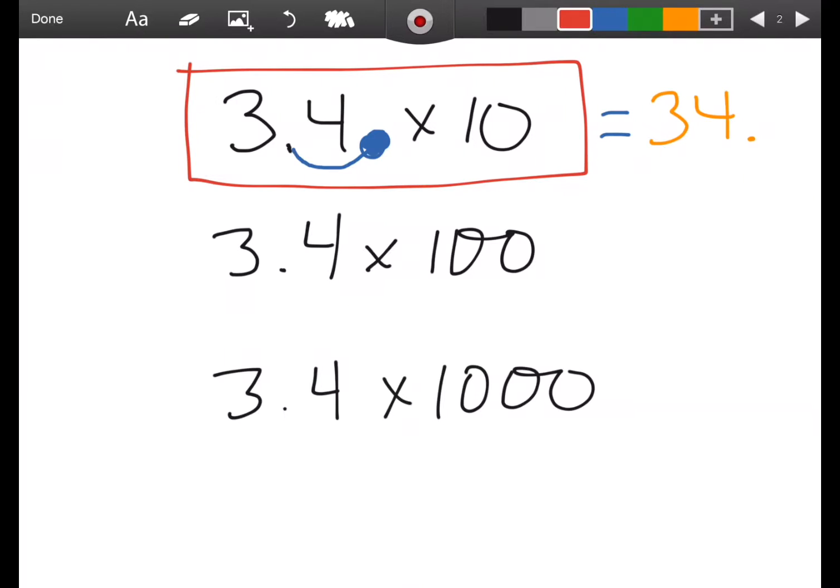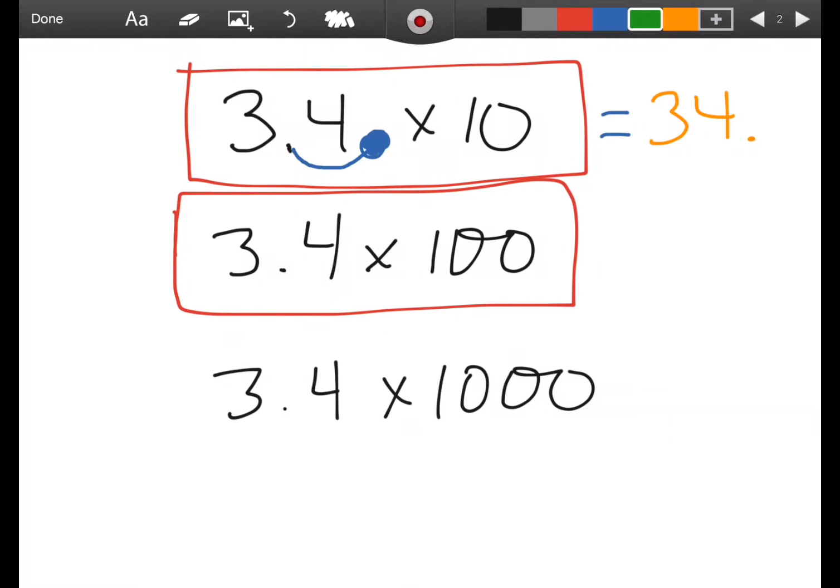Now, same idea. If we multiply by 100, like we were doing in this second spot over here, remember 100 is the same as saying 10 times 10. So 100 is the same as multiplying by 10 two times. So if you remember from before, when we multiplied by 10 one time, we moved the decimal over one place. So if we're multiplying by 100, we're multiplying by 10 twice. So basically, we can move the decimal over two places.